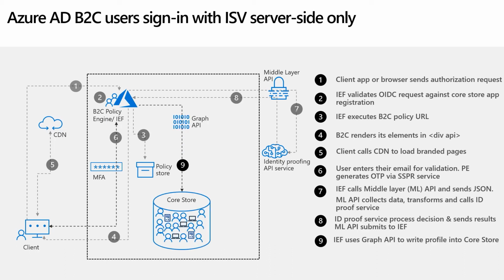Now, at step 9, assuming the ID proofing is successful based on preconditions, the policy engine performs a graph API call to write the user profile information into the core store to create a user object in Azure Active Directory. The policy engine completes the user journey, ultimately issuing the token from Azure BDC, whether it's a JWT or SAML, to the client, and the user is authenticated within the application.